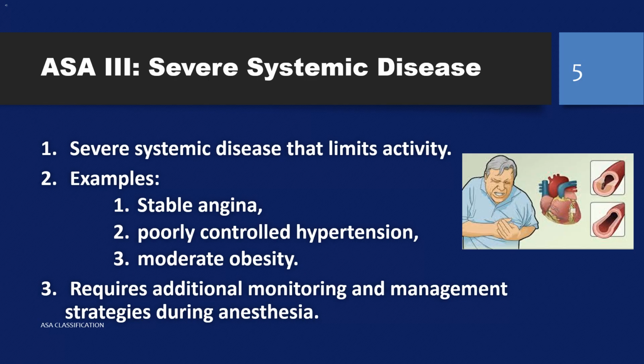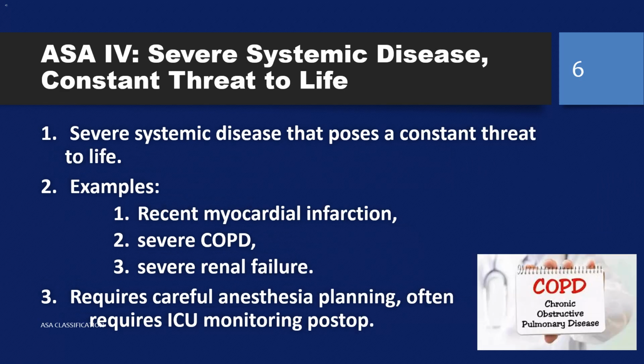3. Anesthesia management. 1. Additional monitoring. Patients in this category require closer monitoring during anesthesia to ensure their safety. 2. Specialized management strategies. Anesthesia care may require additional strategies to manage the patient's underlying condition and minimize risks. ASA 3 patients require careful anesthesia planning and management due to their systemic disease, which may pose significant risks during anesthesia. ASA 4. Severe systemic disease, constant threat to life.